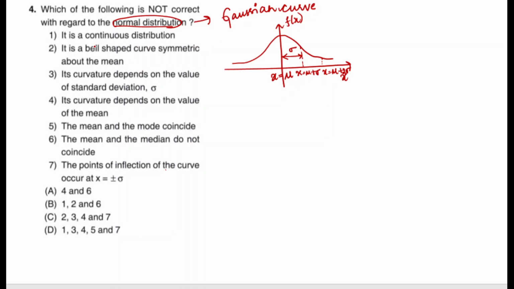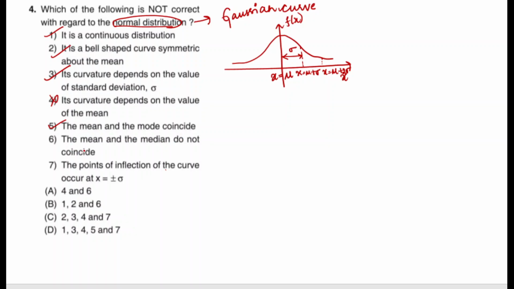Now what they are saying in the options: it is a continuous distribution. Yes, it is a continuous distribution. It is a bell-shaped curve symmetric about the mean. Yes, it is correct. Its curvature depends on the value of standard deviation. Yes, you can see here it depends on the standard deviation sigma. And its curvature depends on the value of the mean? No, this is a wrong option. The mean and the mode coincide. Yes, from the definitions, the mean and the mode will coincide. Mean, mode and median, all three will coincide.